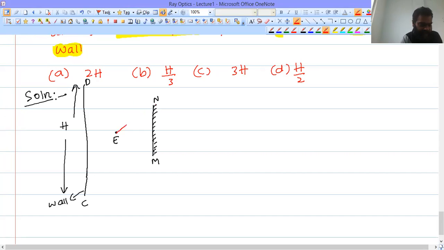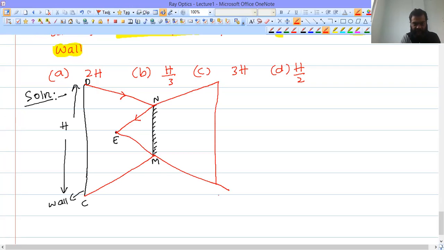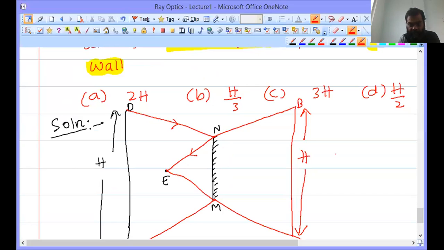So let us consider the light rays are incident, and due to the property, they will diverge. Whenever we extend them backwards, we'll have the image formed. Let us consider this point as A, this point as B. Since AB is parallel to CD, I can say AB is equal to H.